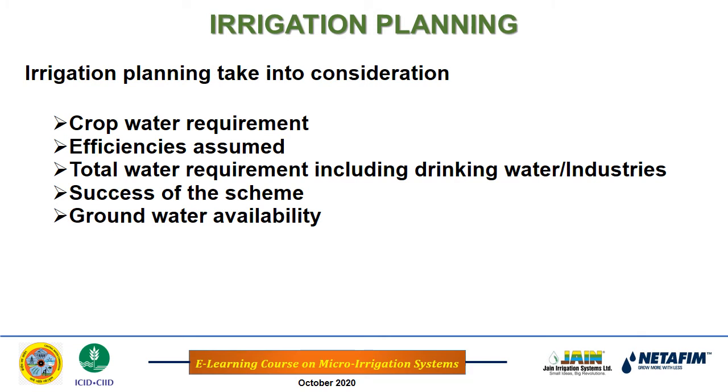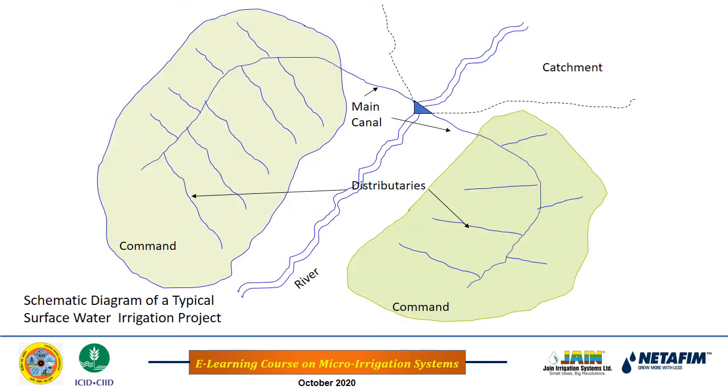And also we need to have an assessment of groundwater availability, what kind of annual drafts are available based on the groundwater data. So all these we need to take into consideration for irrigation planning. Now here you see a schematic diagram.